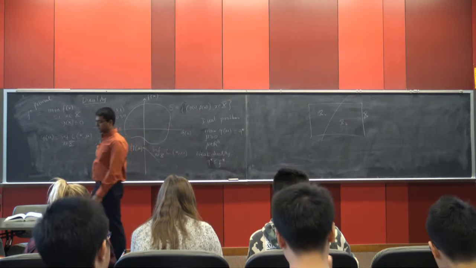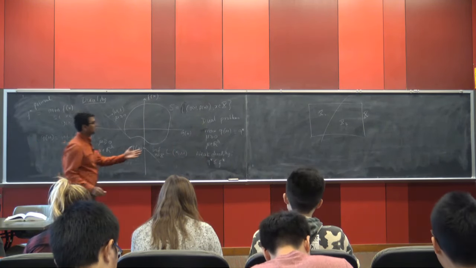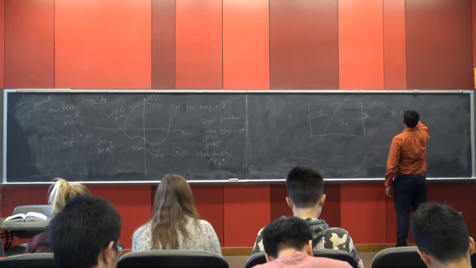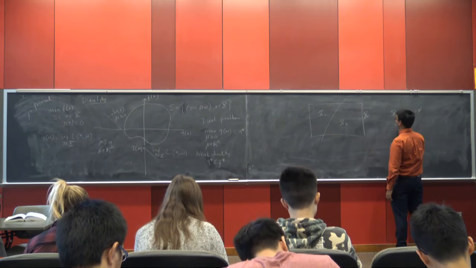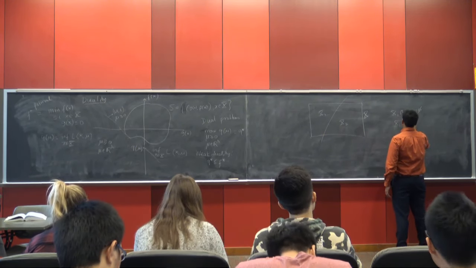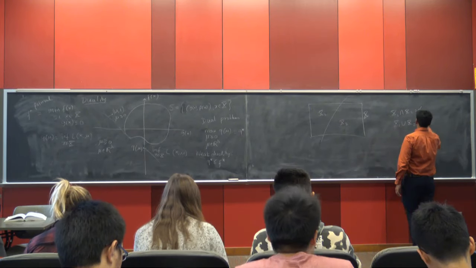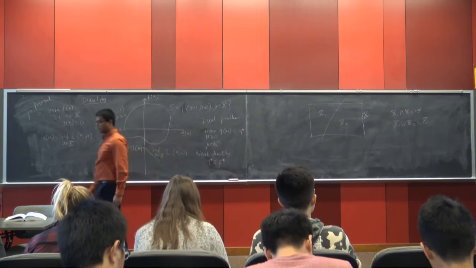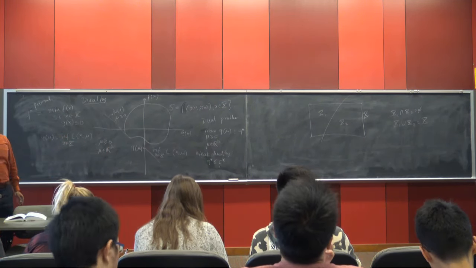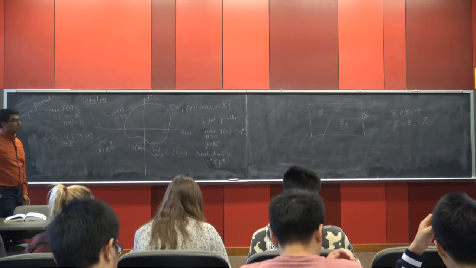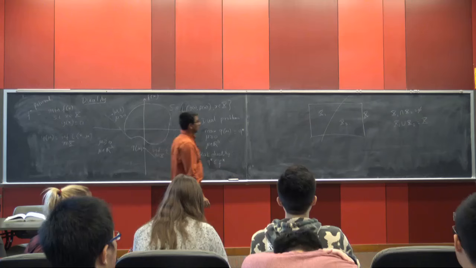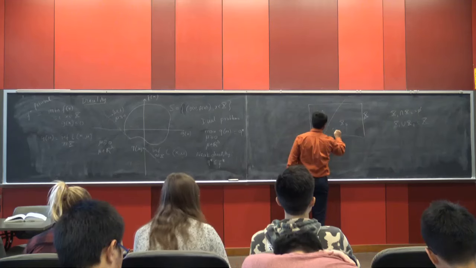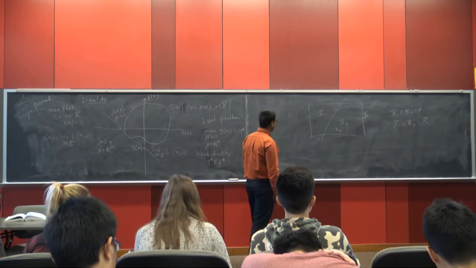So what do we have here? X1 intersection X2 equals the null set, and of course X1 union X2 is equal to the set X itself. I pick a point, let's say x2 here.